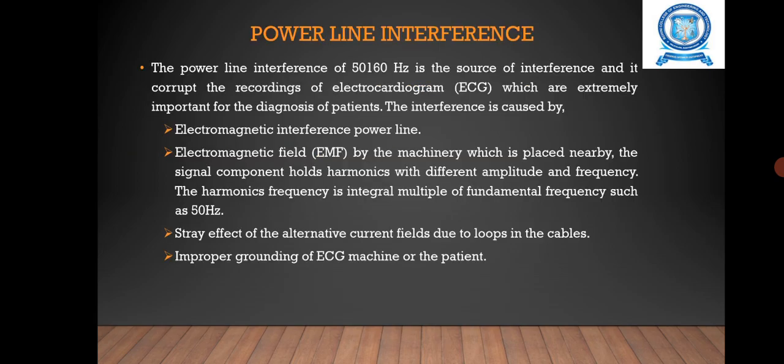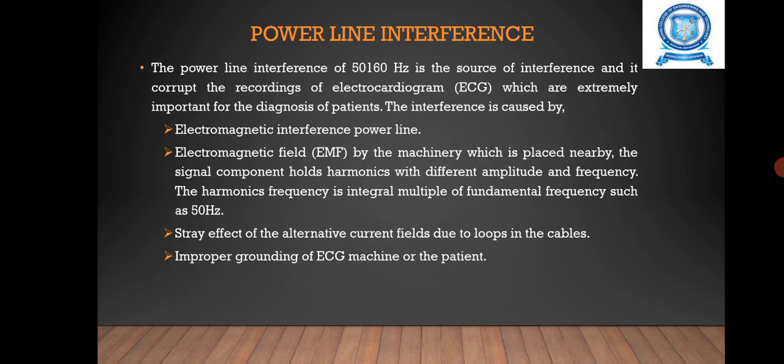Power line interference. Here, the power line interference of 50/60 Hz is the source of interference and it corrupts the recordings of ECG, which are extremely important for the diagnosis of patients. It is caused by electromagnetic interference from the power line, and also by machinery placed nearby. The signal component holds harmonics with different amplitude and frequency.